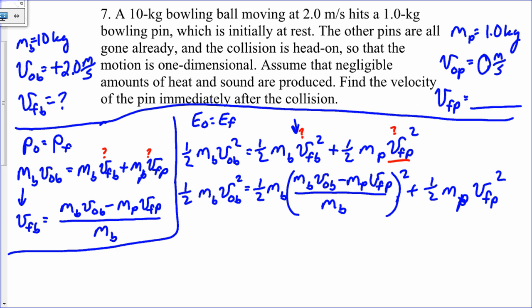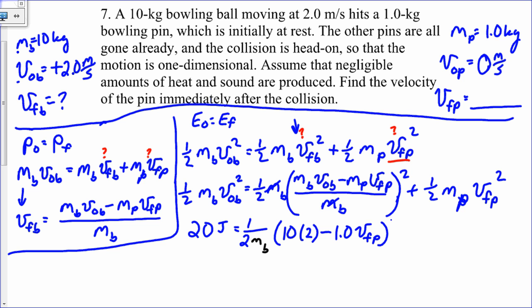I'm going to go ahead and put in some numbers, because this is a big old jumble, and I find it easier to put in numbers. Other people don't, but I find it a little easier. 1/2 of the mass of the bowling ball, that's 1/2 times 10 times V naught B squared. That's going to give me 20 joules, actually. I can make a substitution or simplify this and get 1/2 MB. Basically, I'm canceling out this MB with one of these MBs, and that gives me an MB in the denominator on that side. Inside the parentheses, I get 10 times 2 minus 1 times VFP. That's all squared plus 1/2 of 1 times VFP squared.